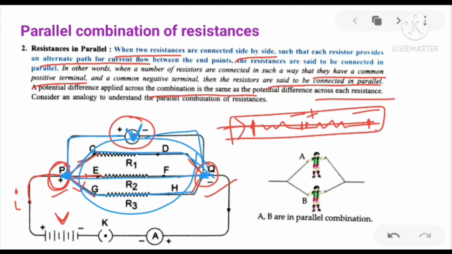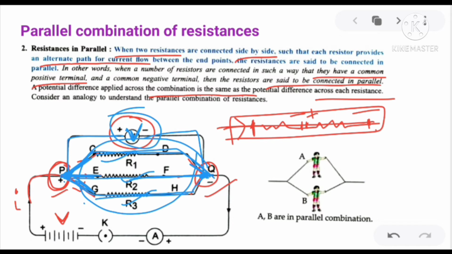For all the 3, V is the same, because all the 3 are connected at the same point, isn't it? This first one is connected here and here, the second one is also connected here and here to the same points P and Q, and the third one is also connected to P and Q, isn't it? So whatever the total potential difference of the circuit is, it is the same for each of the resistors. All the 3 resistors have the same potential difference.